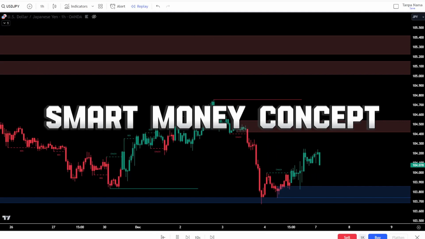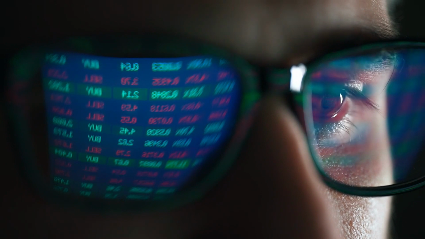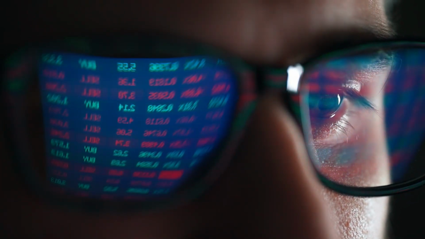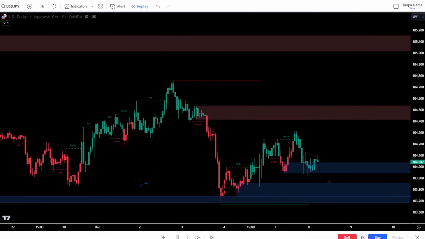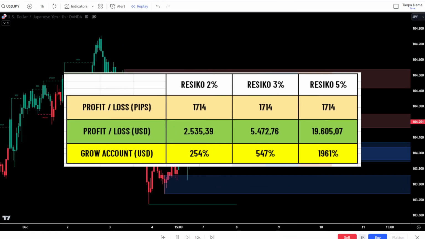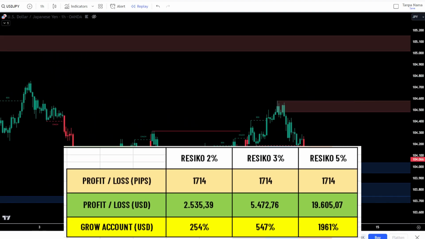Profitable Trading with Smart Money Concept Indicator. In this video, we will explore the Smart Money Concept Indicator and delve into trading strategies employing this indicator. Additionally, we have conducted backtesting with the Smart Money Concept Indicator for day trading, specifically on a 1-hour time frame.